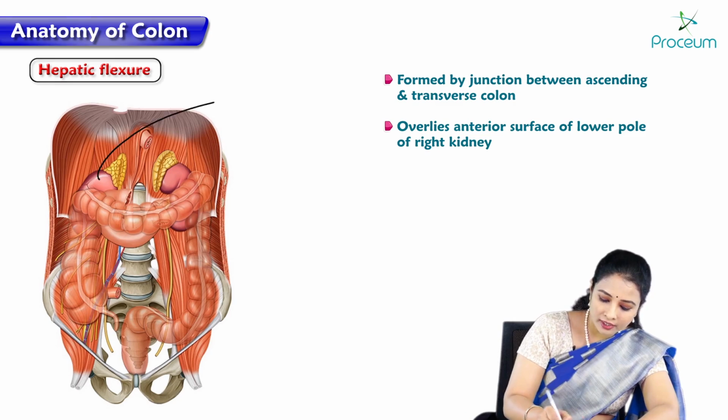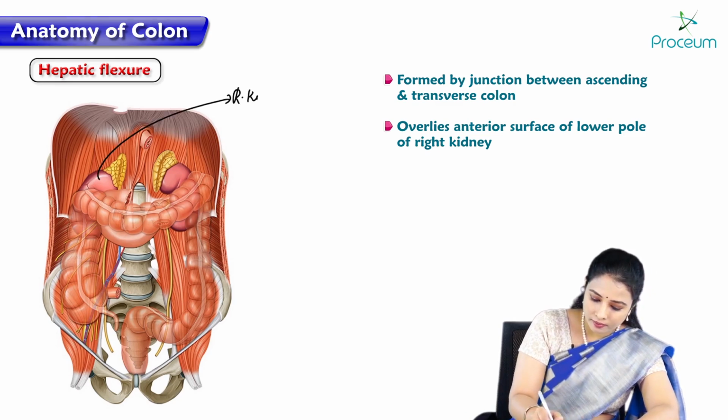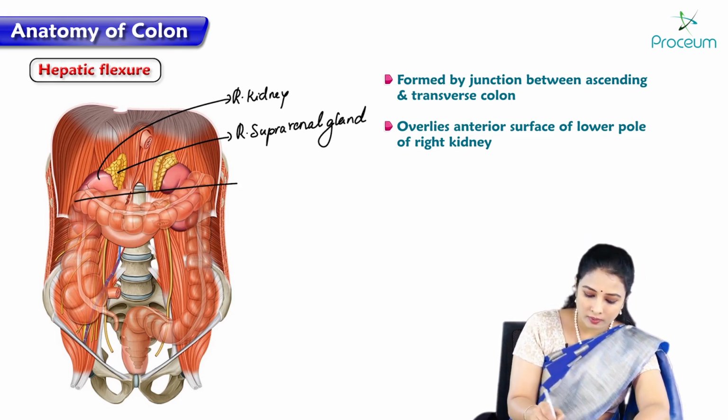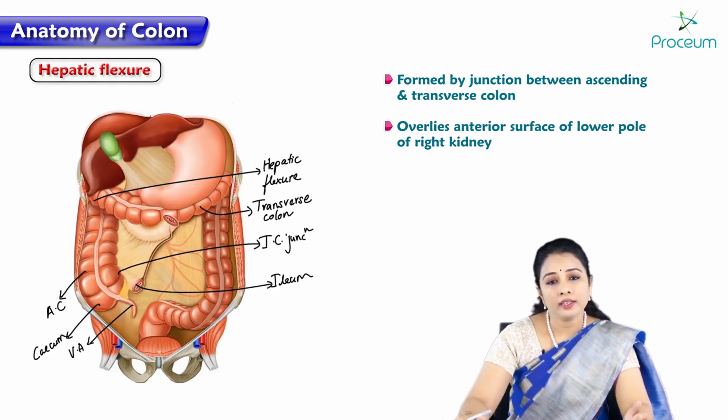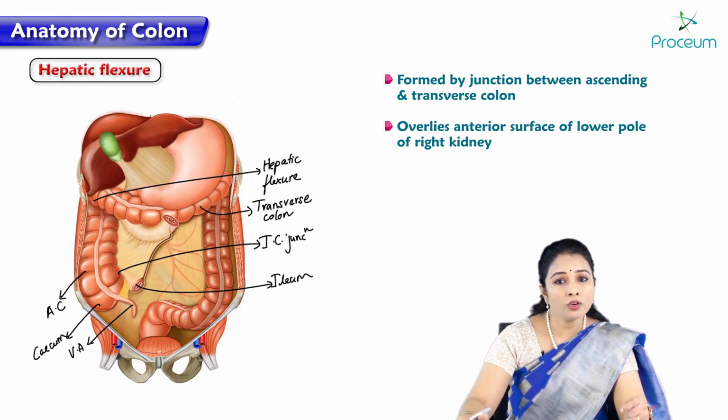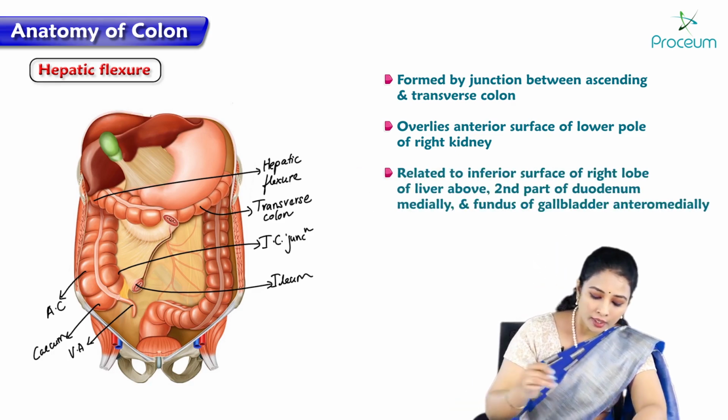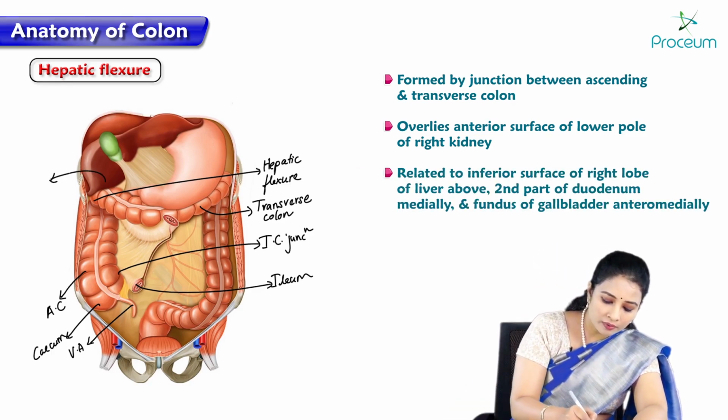So here is the right kidney. And here is the right suprarenal gland. And this one is the hepatic flexure. The inferior surface of the right lobe of the liver is related above to the hepatic flexure. So, superiorly it is related to the inferior surface of the right lobe of the liver.